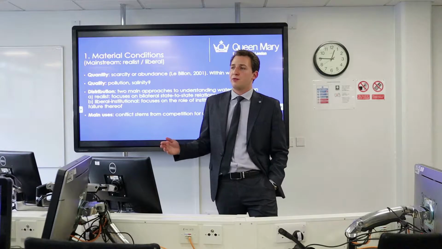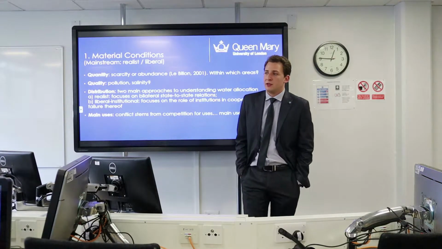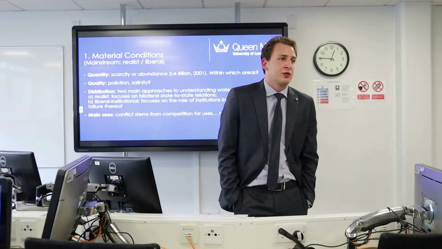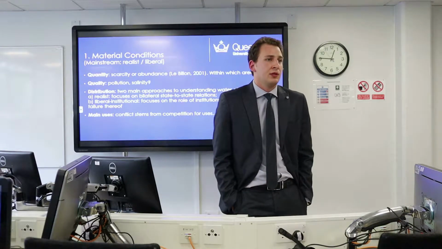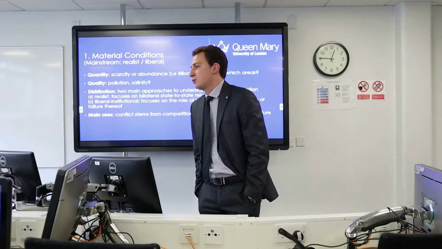The fourth aspect of material conditions is uses of water. Conflict stems from competition for using it, hence why you need to consider why people actually need it. And clearly, if you haven't seen the numbers, I'm telling you that we're using water primarily for agriculture. We also use it a lot in industry. So if we decrease the amount of water that we use in agriculture, can we actually solve the world's problems? It's another question that you can consider from a purely materialistic perspective.